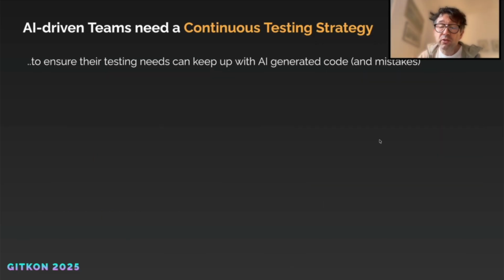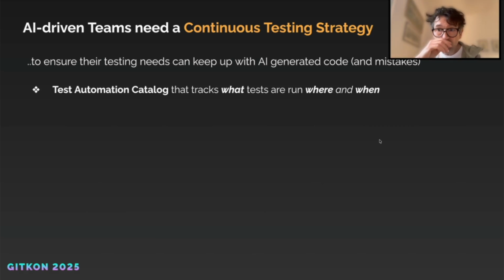So what AI-driven teams really need is a continuous testing strategy. Apart from prompt engineering and context engineering, you need to have a way to run tests continuously to ensure that as you generate more code, your testing can keep up with that AI-generated code and the mistakes that it makes. And maybe even you have some developers still making mistakes of their own.